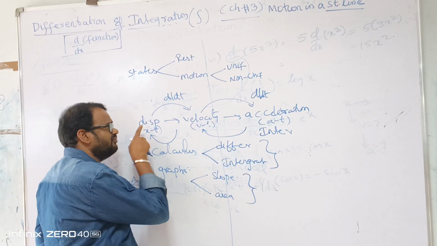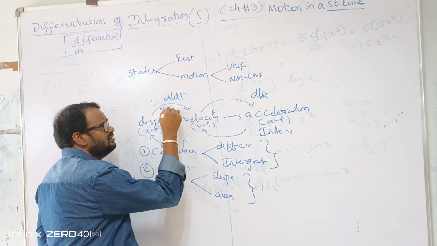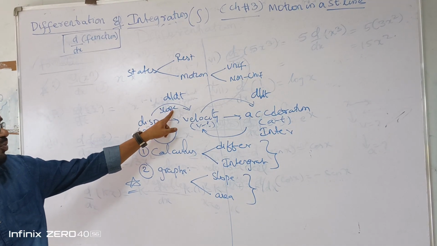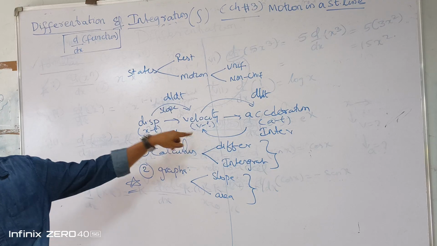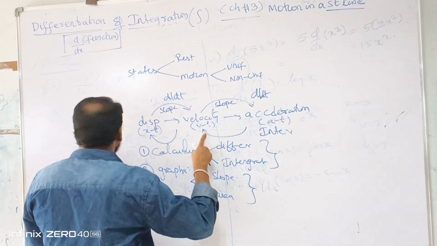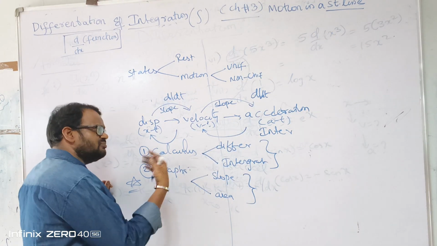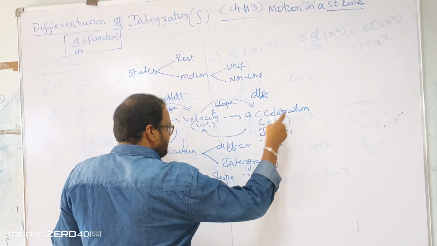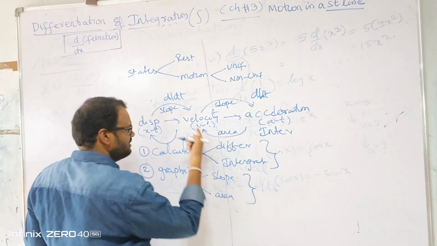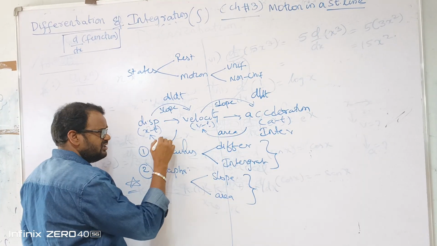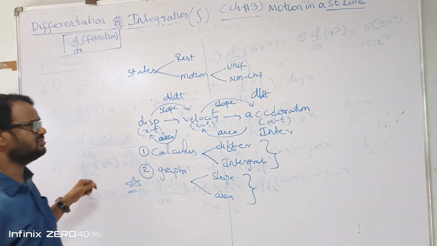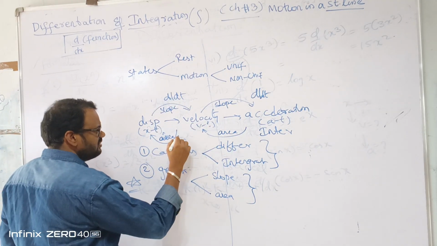If you want to get velocity from a displacement time graph, you have to take the slope of that. What does the slope of a displacement time graph give? It gives velocity. What does the slope of a velocity time graph give? The slope of a velocity time graph gives acceleration. And in the reverse process, the area of an acceleration time graph gives the previous one, that is velocity. The area of a velocity time graph, integrating the velocity time graph, gives displacement.